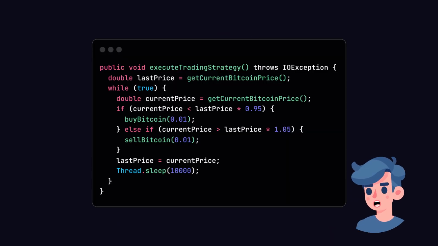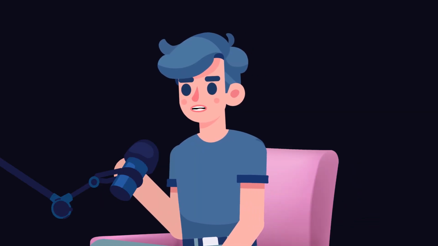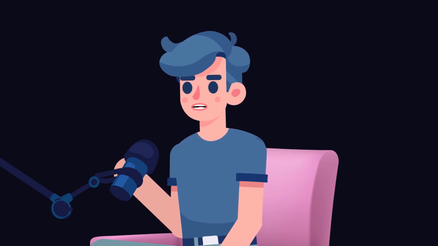Next, we'll implement a trading strategy that the bot will use to make buying and selling decisions. A simple strategy could be to buy when the price drops by 5% and sell when it rises by 5%. This executeTradingStrategy method continuously checks the Bitcoin price and executes buy or sell orders based on the defined conditions. We also added a sleep interval to reduce the frequency of API calls.